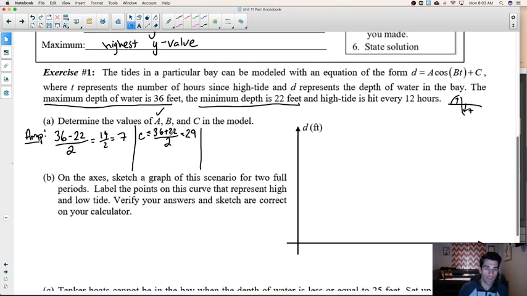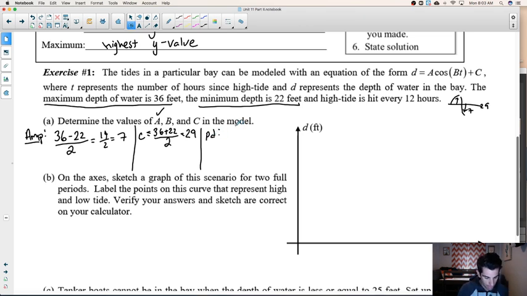Okay, so that's going to tell you where your midline is. So then this line here, if you were graphing it, would be right around there, like 29. And then our final one, which is our period.